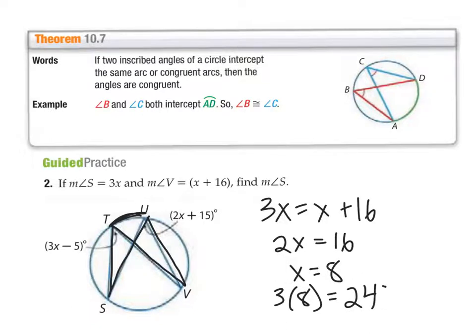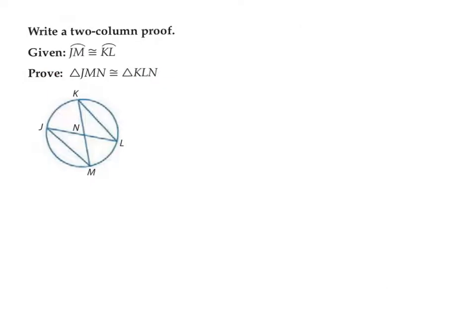All right, now that you guys have learned those new theorems, we are going to do what has been your favorite thing in geometry this year. We are going to do a proof. Hooray! Here's the first proof for us to take a look at. In this proof, they want us to prove that triangles are congruent. Triangle JMN, this triangle right here, is congruent to KLN.